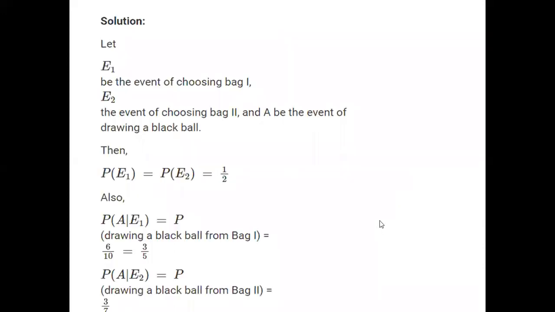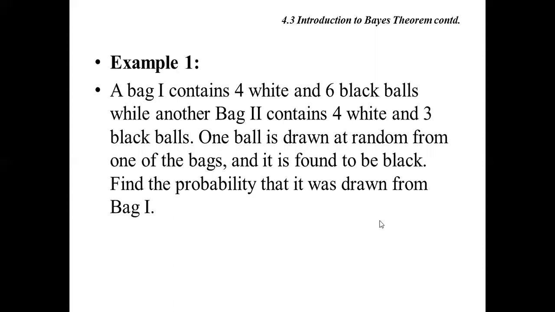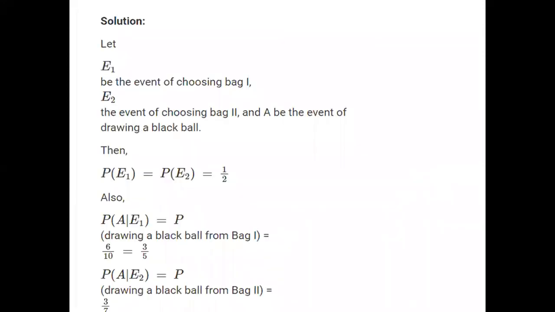For this, we need to list the events that might occur. So E1 is the event of choosing bag 1, E2 is the event of choosing bag 2, and A is the event of drawing a black ball. Right now we are talking about two events, E1 and E2: bag 1 might be chosen or bag 2 might be chosen. And A is a separate event, that a black ball might be drawn. So we are finding the probability of occurrence of A with respect to these two events.